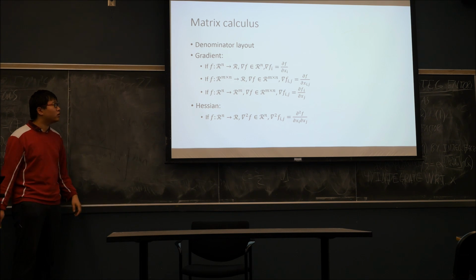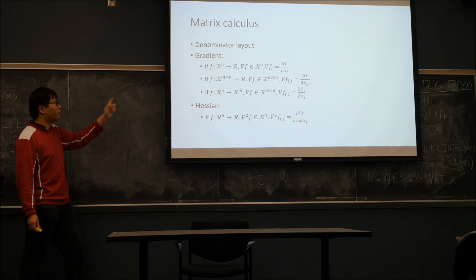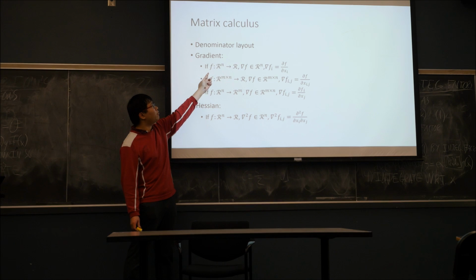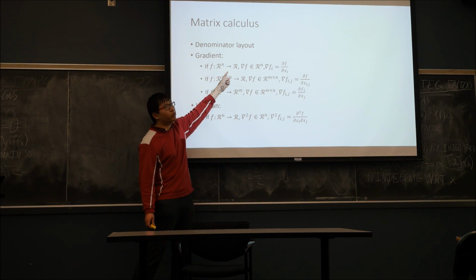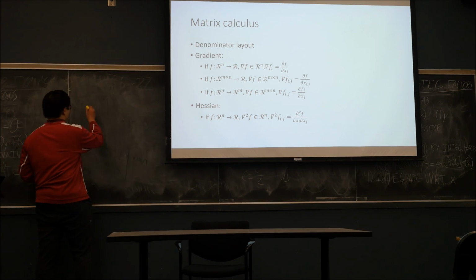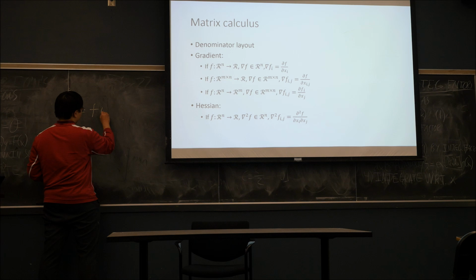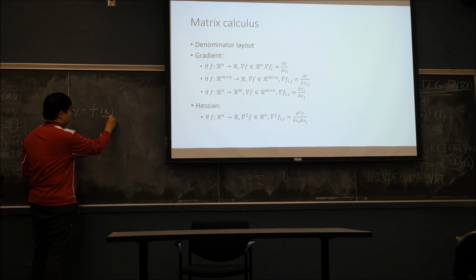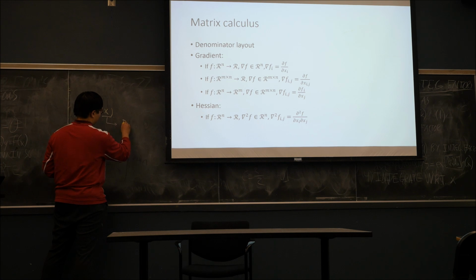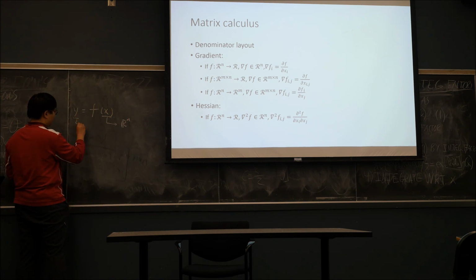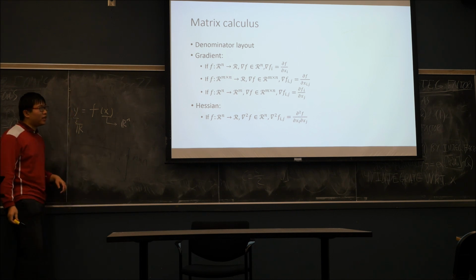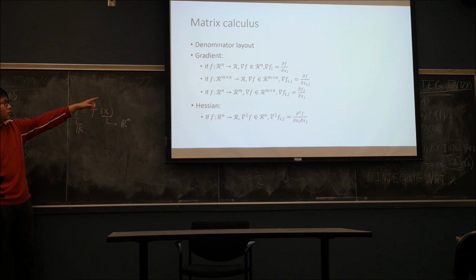So for matrix calculus, the function f takes a vector and ends up with a real number. So for example, y equals f(x). And this x is a vector in Rn, and then this guy is a real number. So the gradient of this guy is also going to be a vector. The size of this vector is also Rn.